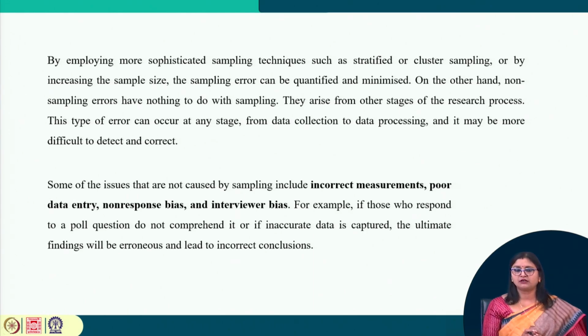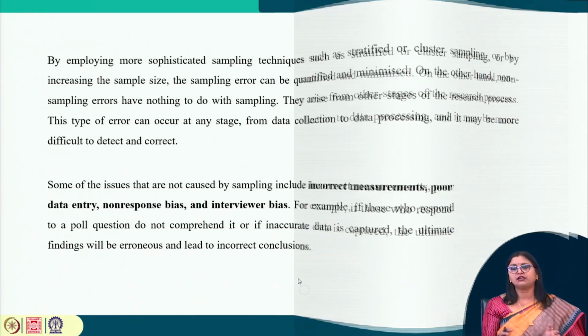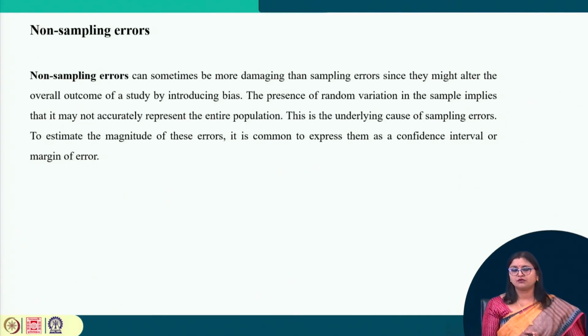Some of the issues that are not caused by the sampling include incorrect measurement, poor data entry, non-response bias and interviewer bias. For example, if those who respond to a poll question do not comprehend it, or if inaccurate data is captured, the ultimate finding will be erroneous and lead to incorrect conclusions of the research. So, non-sampling errors can sometimes be more damaging than the sampling errors, because we can somehow control the sampling errors, since they might alter the overall outcome of the study by introducing the bias.